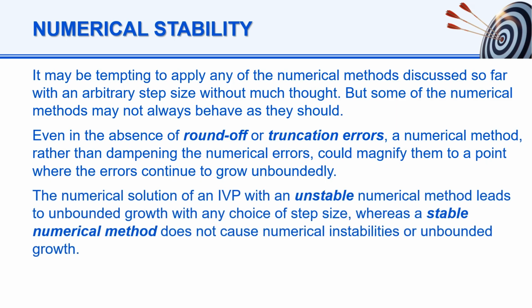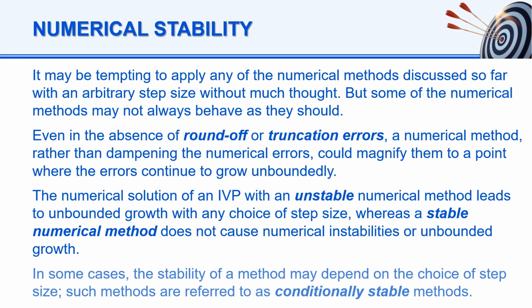The numerical solution of an initial value problem with an unstable numerical method leads to unbounded growth with any choice of step size, whereas a stable numerical method does not cause numerical instabilities or unbounded growth. In some cases, the stability of a method may depend on the choice of step size. Such methods are referred to as conditionally stable methods.